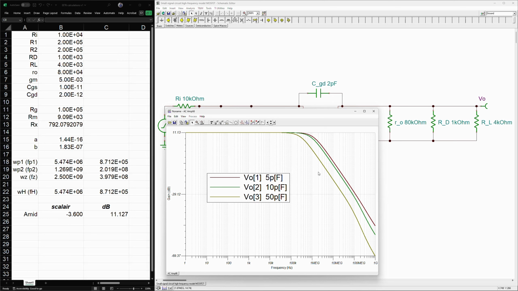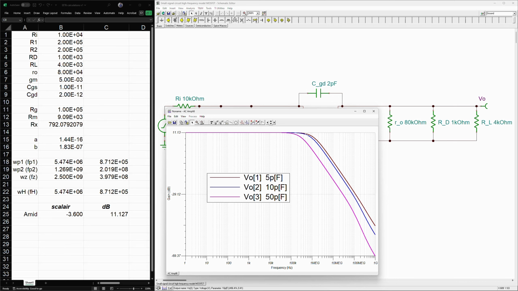So this is the green one we actually had before. Let me also make that blue and also make this pink so everything is a little bit better visible. Okay, so this dark brown one is for 5 pico for the CGS, and that is here. You see the cutoff frequency of that one is highest.